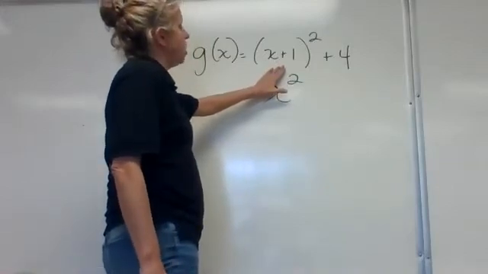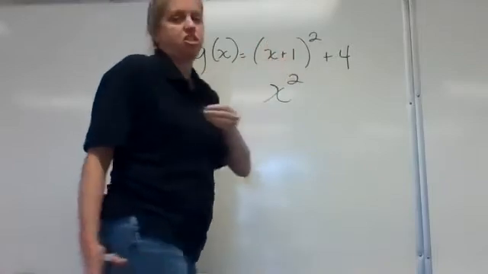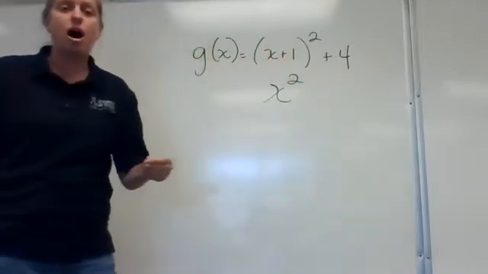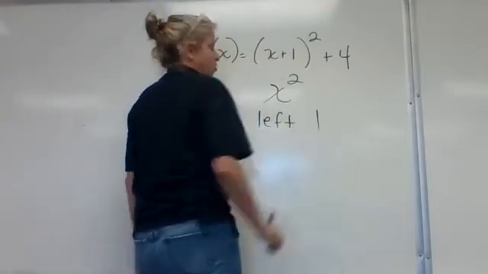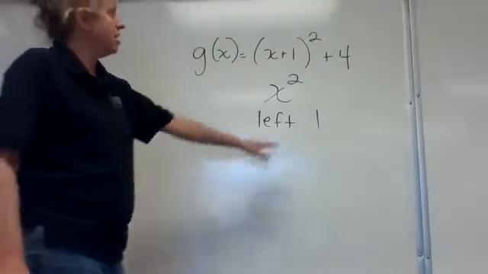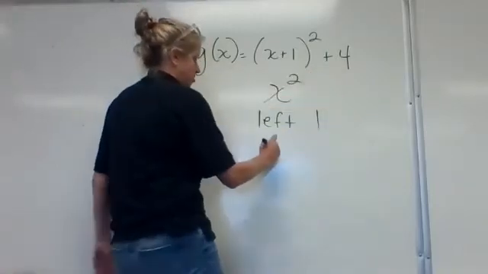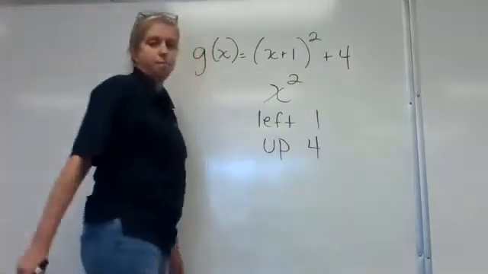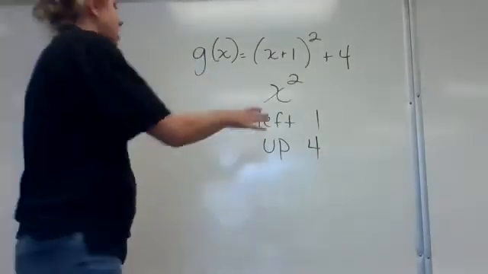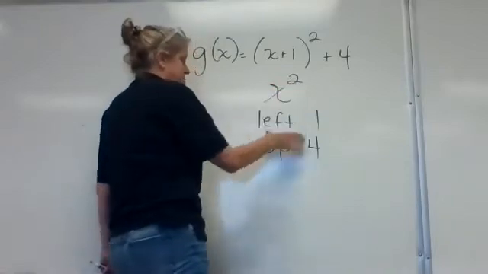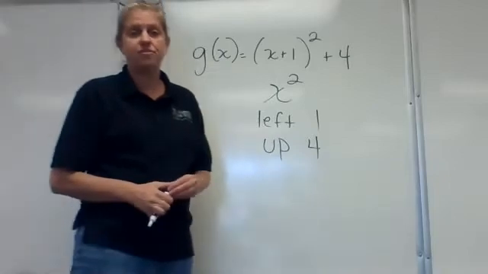Then we're going to talk about where the shifts are going to occur. This number right here, what is inside the parentheses, shifts you left or right, but you go opposite the sign. So this plus 1 is going to shift you to the left 1. The outside numbers shift you up and down, and you go with that sign. So that is going to shift you up 4. Now, on this particular problem, after you tell it what shape it's going to be, the horizontal shift and the vertical shift, then it's going to ask you to graph this.